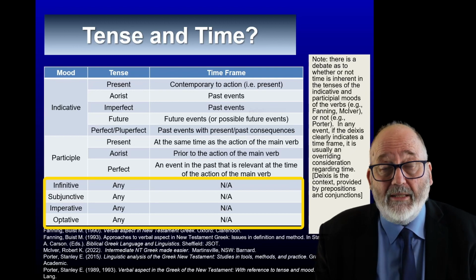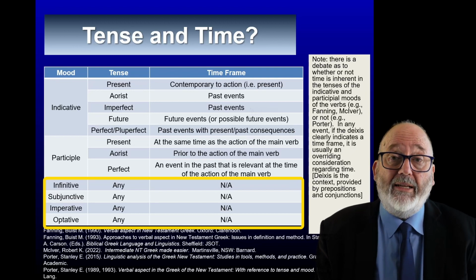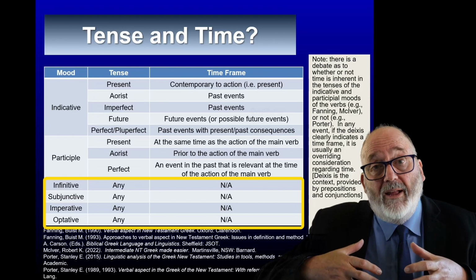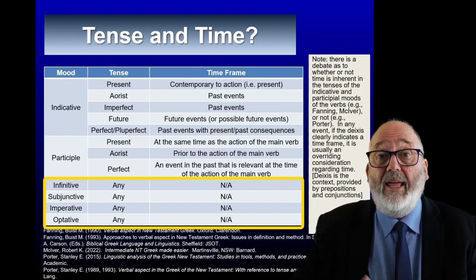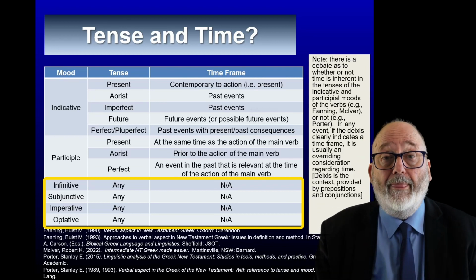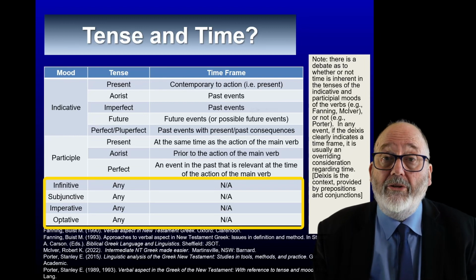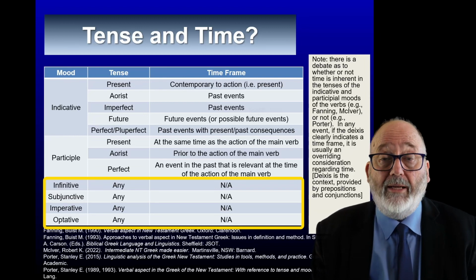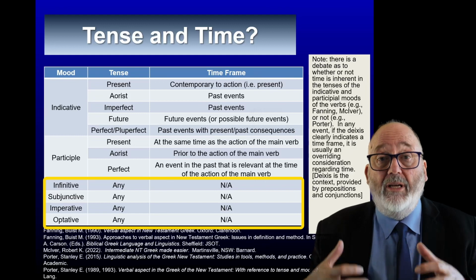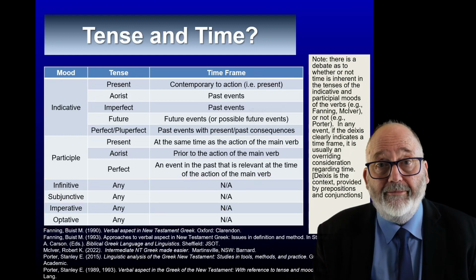A present tense has an imperfective aspect. It is used of a viewpoint that is embodied in the action, and the action is ongoing. An aorist tense is used with perfective aspect. It views the action as a whole.